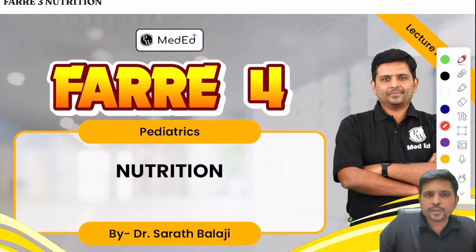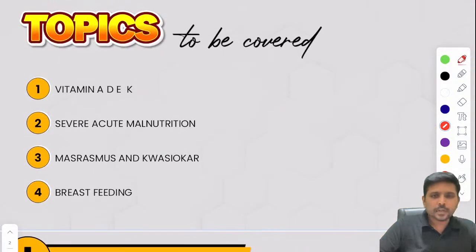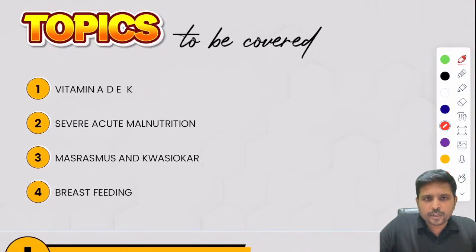As far as nutrition is concerned, you will be given great importance with respect to whether it is a fat soluble vitamin, water soluble vitamin, severe acute malnutrition, or any other thing. So let us watch this nutrition topic right now. We are going to discuss mainly fat soluble vitamins A, D, E, K, severe acute malnutrition, marasmus and kwashiorkor along with breastfeeding for today's topic.